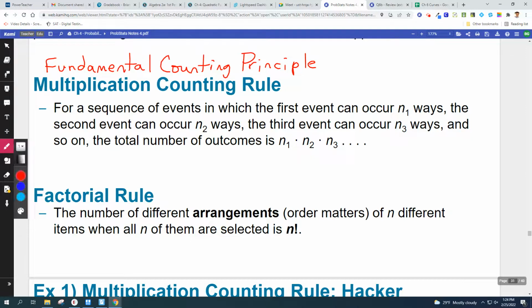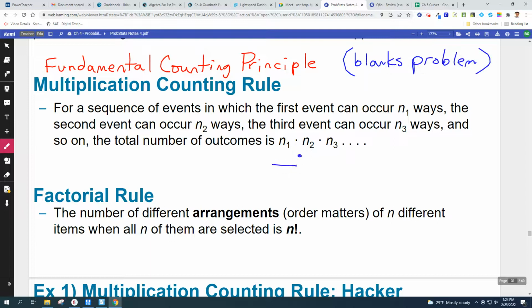I like to call it a blanks problem. So sometimes I'll call it a blanks problem. And you're just taking the number of ways to do this times the number of ways to do this times the number of ways to do this, and so on and so on.